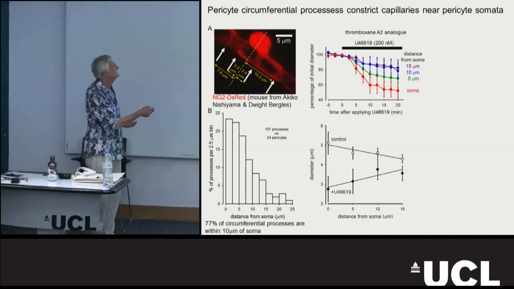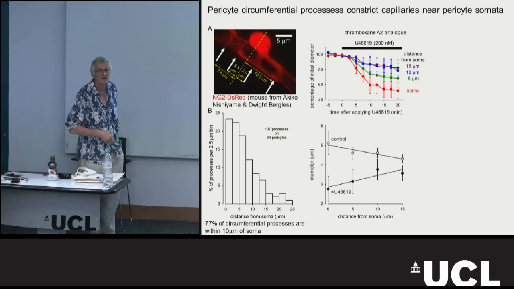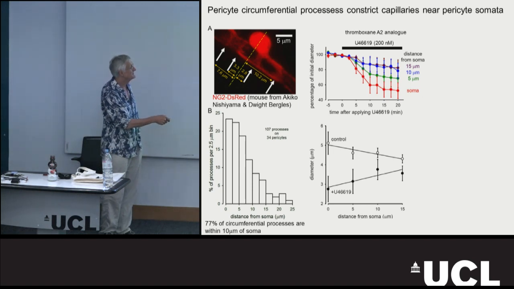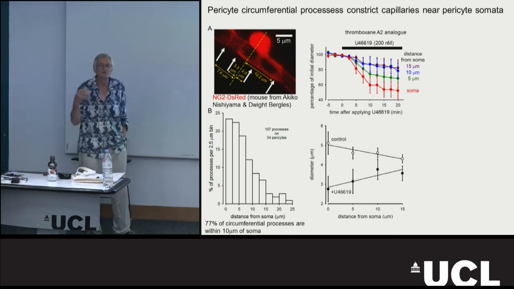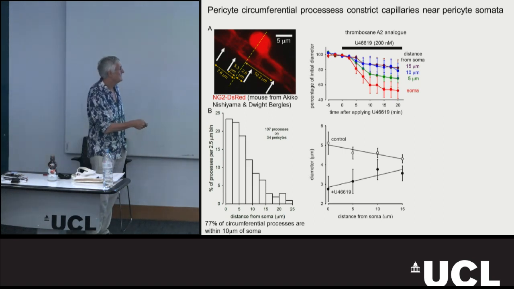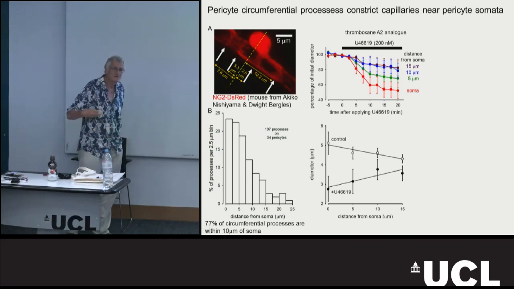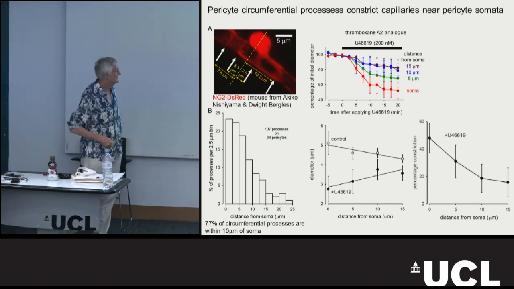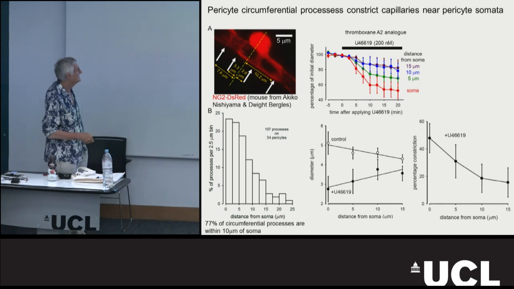So if you then apply a vasoconstrictor, like this thromboxane A2 analog, you get a big constriction at the soma, but a smaller constriction away from the soma. And in fact, if you plot a graph of diameter as a function of distance from the pericyte soma, you find in the unconstricted condition, the diameter is larger near the soma. We think that's because the pericyte induces growth of the endothelial tube. But after you put the constrictor on, you get a big constriction at the soma. And we're going to see this in a minute manifested in AD. So the percentage constriction is largest near the soma. So just keep this diagram in mind.